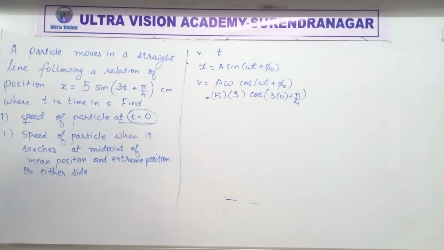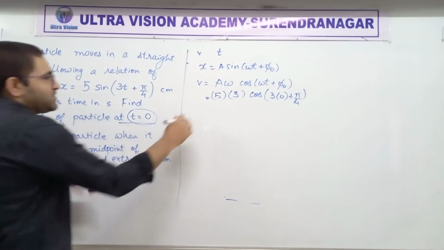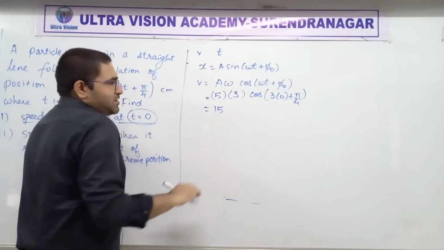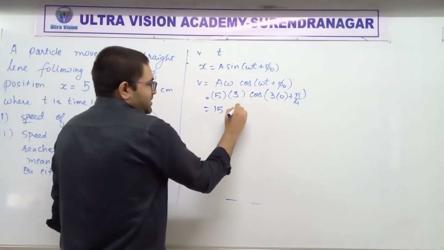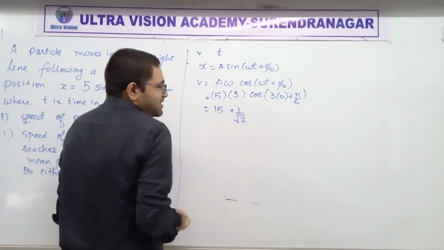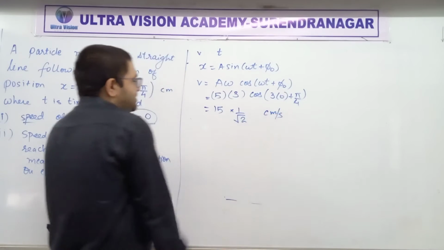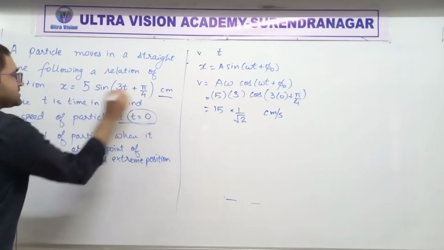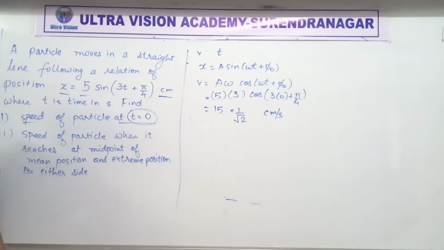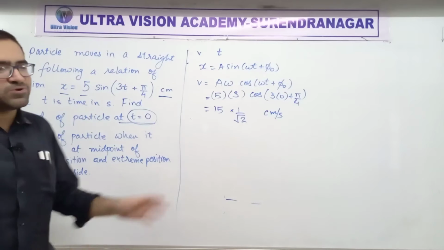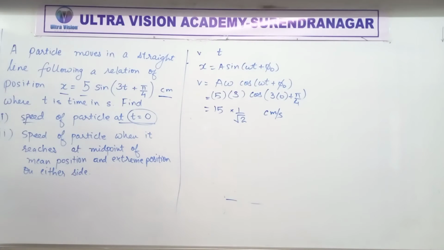Right? Okay? So what do we get? 15 and cos pi by 4 is 1 by root 2, 45 degrees. 1 by root 2. But don't forget, this is going to be in centimeter per second. Why? Look at this. Understood? Clear or not clear? 15 into 1 by root 2. Then you can simplify it if you want by putting root 2 value, but I am not going into all. Okay, first part clear everybody?